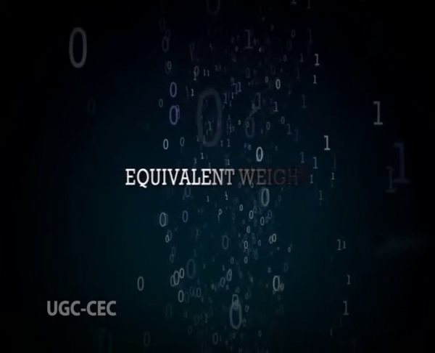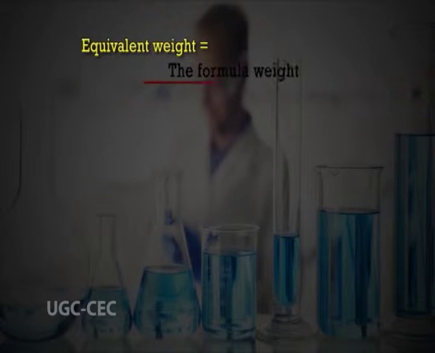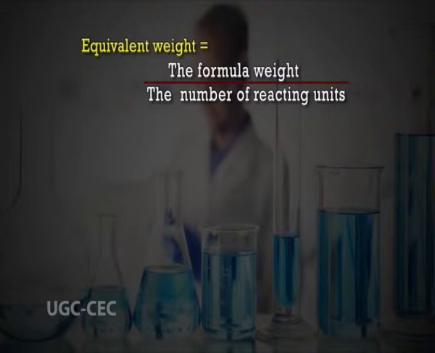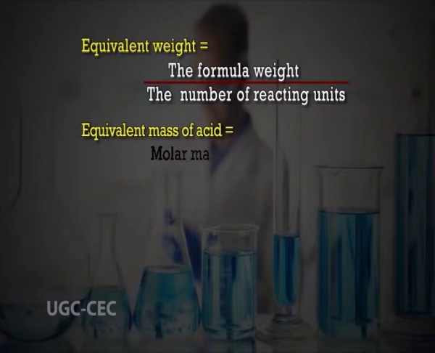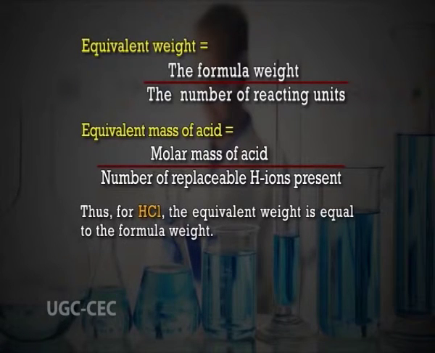Now coming to equivalent weight. The equivalent weight is that weight of a substance in grams that will furnish 1 mole of reacting units. Equivalent weight is equal to the formula weight divided by the number of reacting units. Equivalent mass of acid is equal to molar mass of acid divided by number of replaceable hydrogen ions present. Thus, for HCl, the equivalent weight is equal to the formula weight.